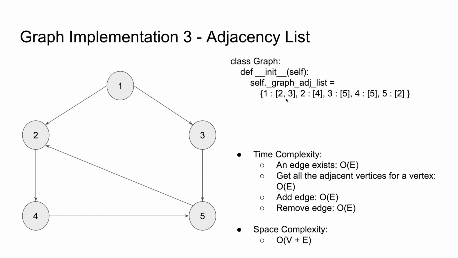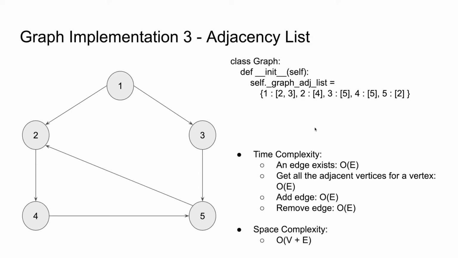The second is get all the adjacent vertices for a vertex. Again, to get all the adjacent vertices, we can return the whole list. In that case, it will be O of 1. But if we need to loop through the whole list, it will be O of E. So I've mentioned O of E here.